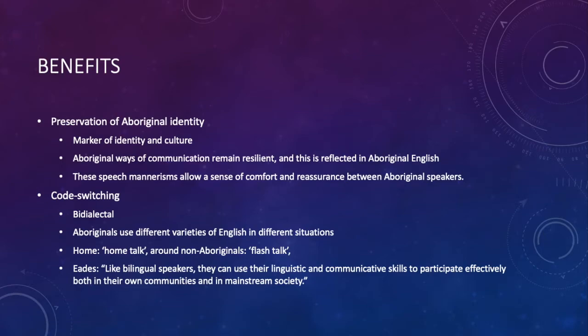Most Aboriginals today are bidialectal. That means they can speak both English and their home dialect. Aboriginals use different varieties of English in different situations. When at home, they speak their own dialect, known as home talk. However, when around non-Aboriginals, they code switch to flash talk, speaking a variety of English closer to Standard Australian English. Eades comments, like bilingual speakers, they can use their linguistic and communicative skills to participate effectively both in their own communities and in mainstream society.